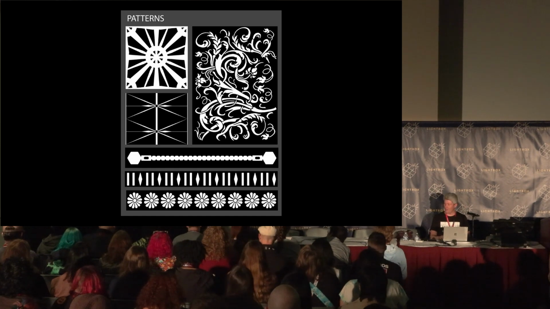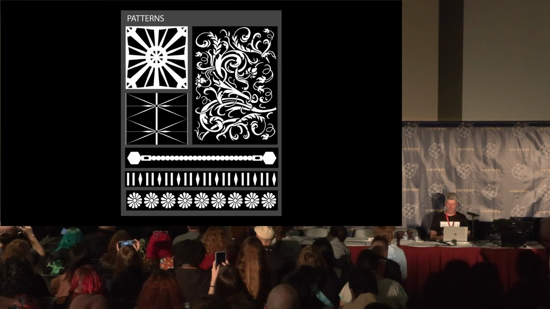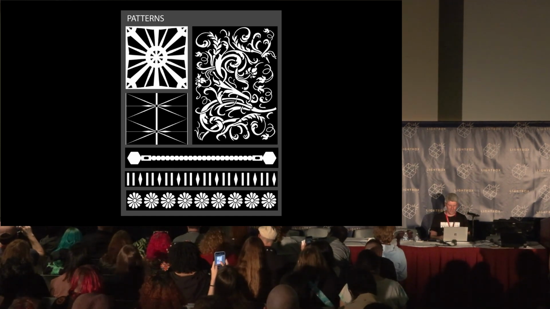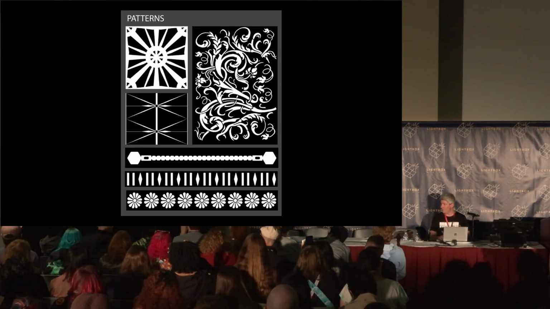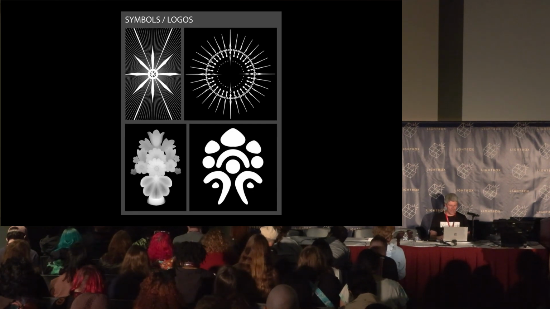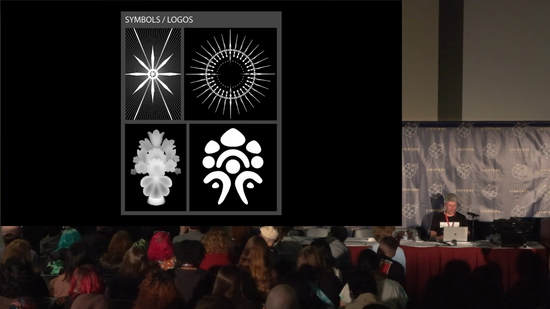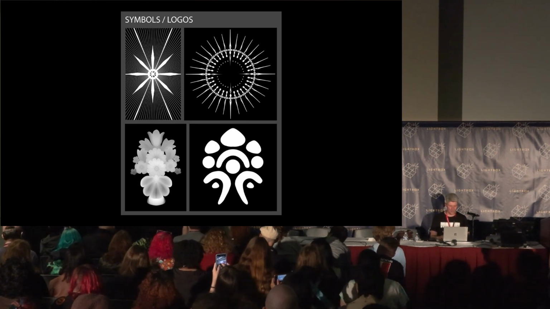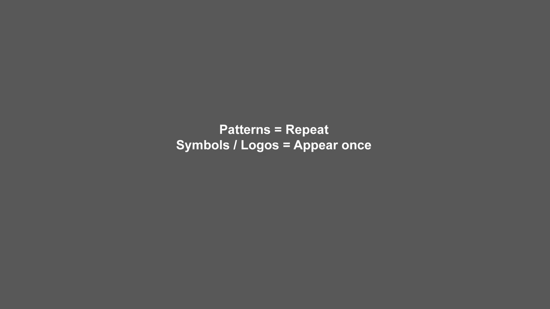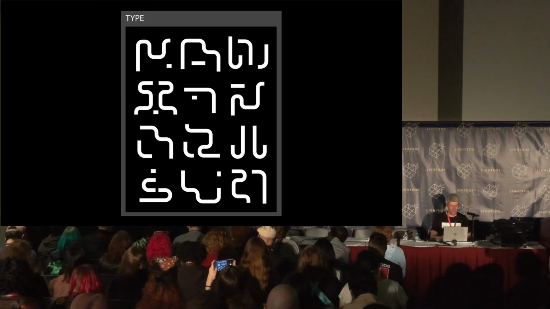More patterns. Some of these patterns, again, have some Art Deco elements and some Baroque elements, but they incorporate all of those different things inside. Symbols, same deal, the star, or some more flowery sort of symbols. And by the way, I always split it up into patterns is something that gets repeated, and symbols or a logo is something that appears only once. That's just the way I like splitting up my stuff.